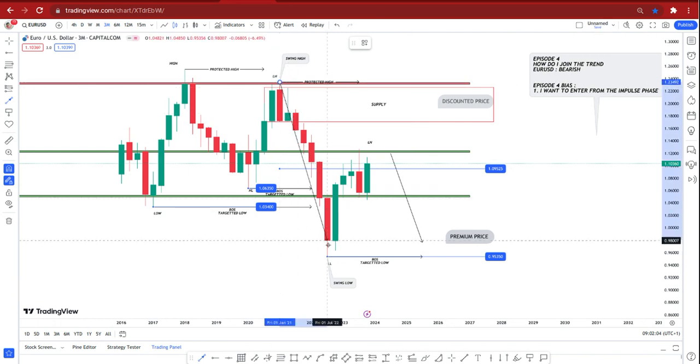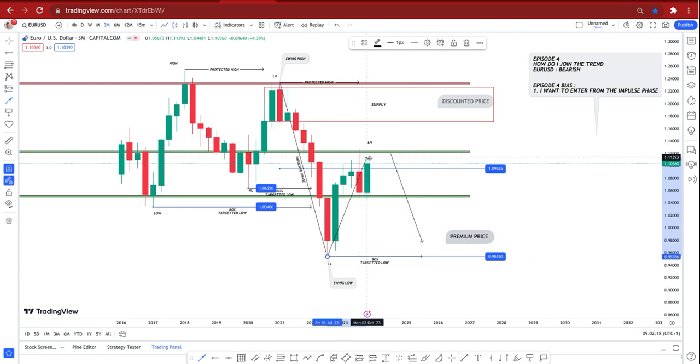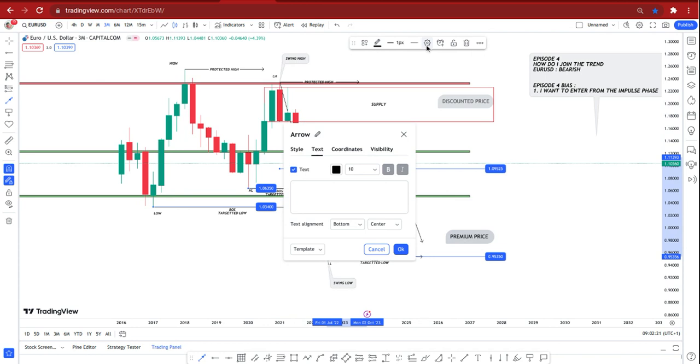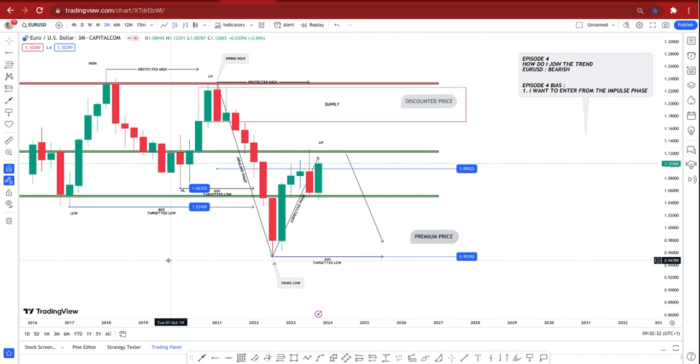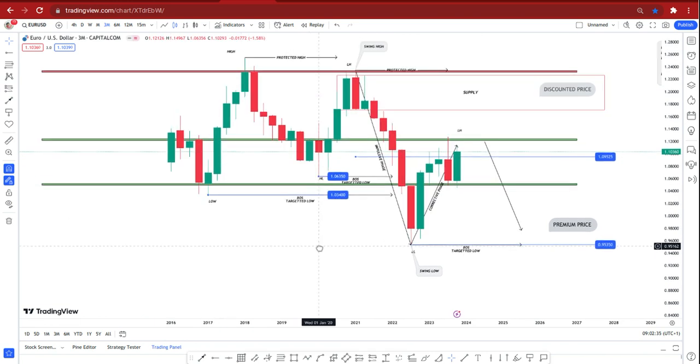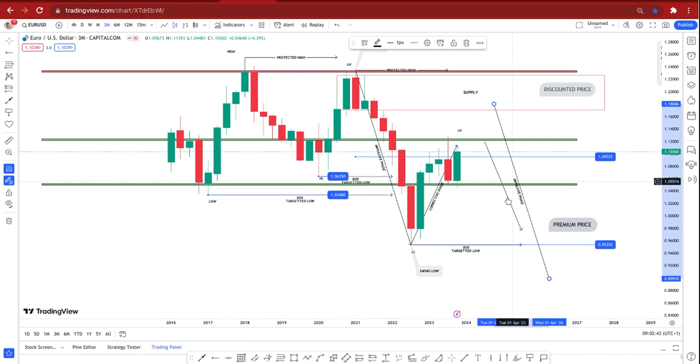I have this impulse phase here. So this is my impulsive phase, and here is my corrective phase. So we are still inside a corrective phase. To join the trend, I need the next impulse phase to join. So I need this next impulse phase.